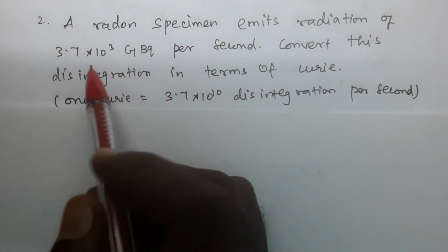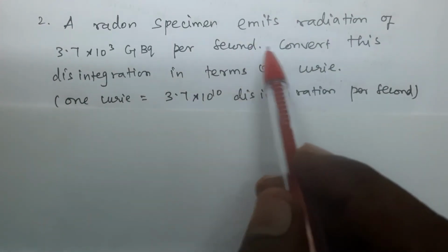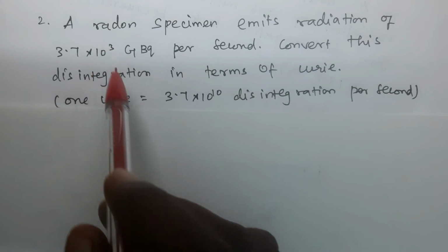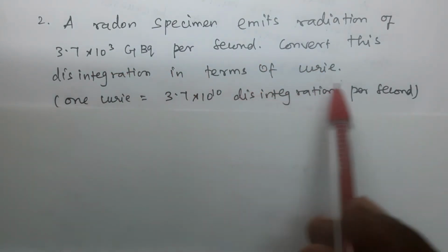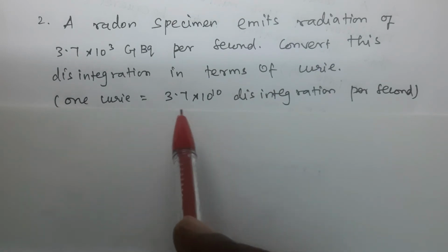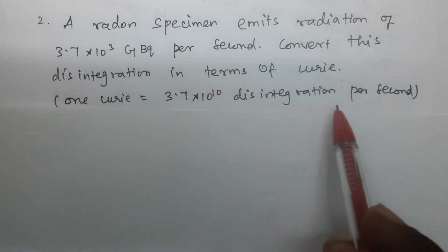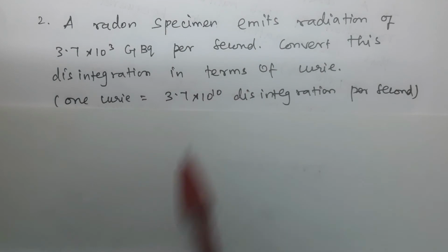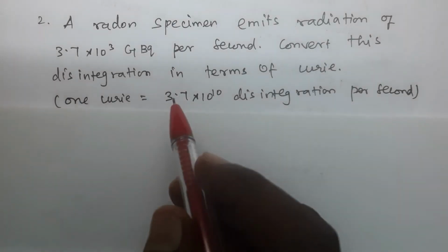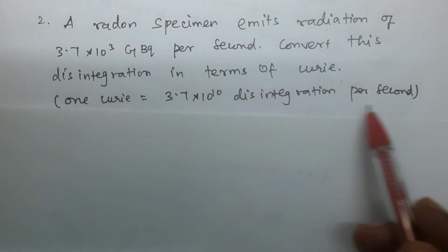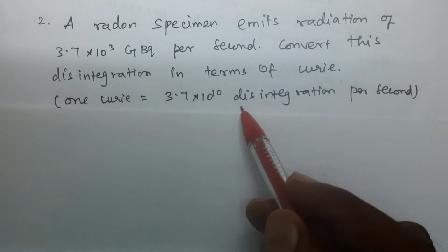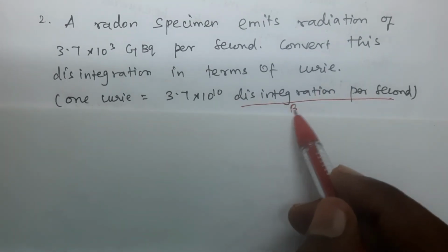Question number 2. A radon specimen emits radiation of 3.7 × 10^3 gigabecquerel per second. Convert this disintegration in terms of Curie. 1 Curie is given as 3.7 × 10^10 disintegrations per second. So almost everything is given in the question itself. Just we are going to convert becquerel into Curie. In the question itself they gave 1 Curie is equal to 3.7 × 10^10 disintegrations per second. This disintegration per second represents 1 becquerel.